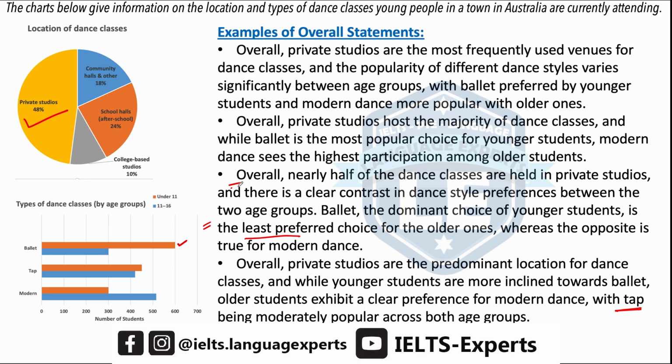Let's read one of the examples. Overall, nearly half of the dance classes are held in private studios, and there is a clear contrast in dance style preferences between the two age groups. Ballet, the dominant choice for younger students, is the least preferred choice for the older ones, whereas the opposite is true for modern dance. Once we are done with this, we start with the body paragraphs.